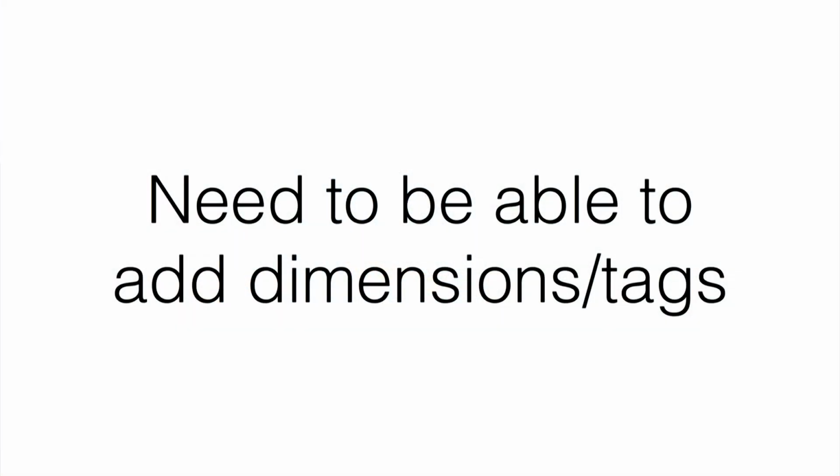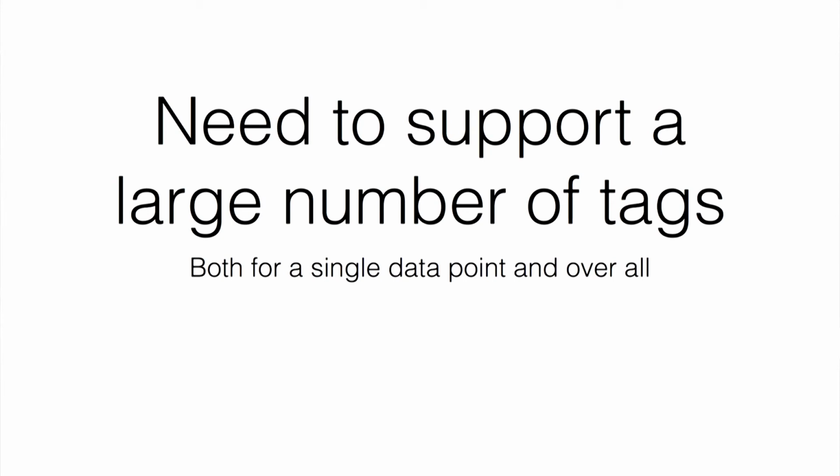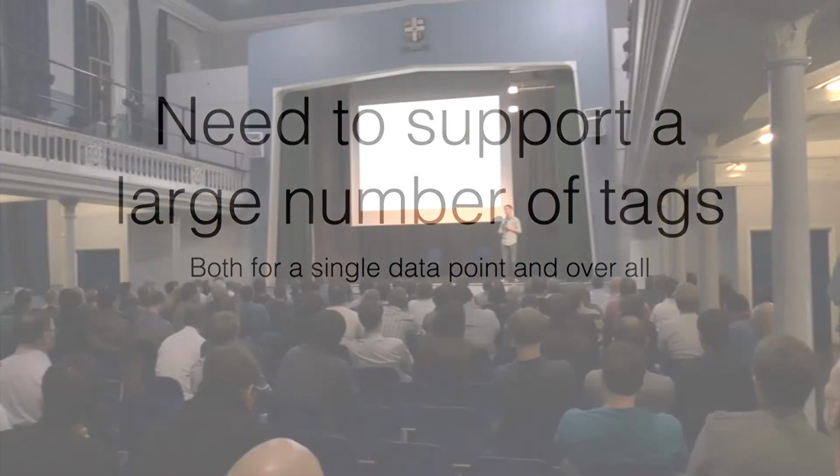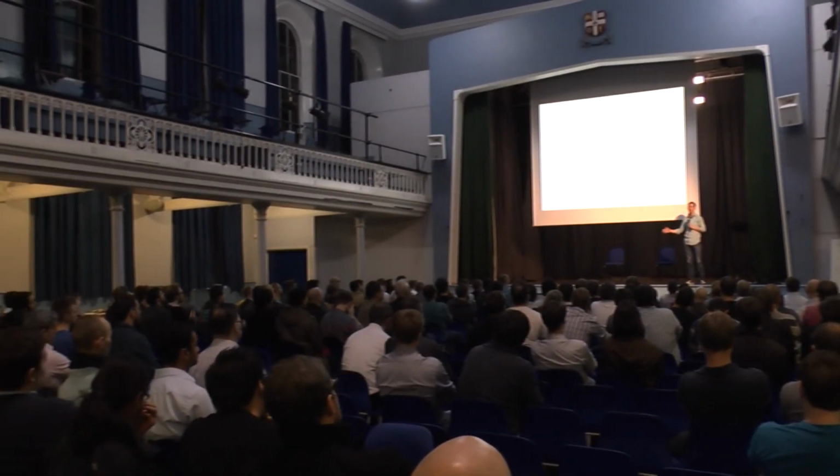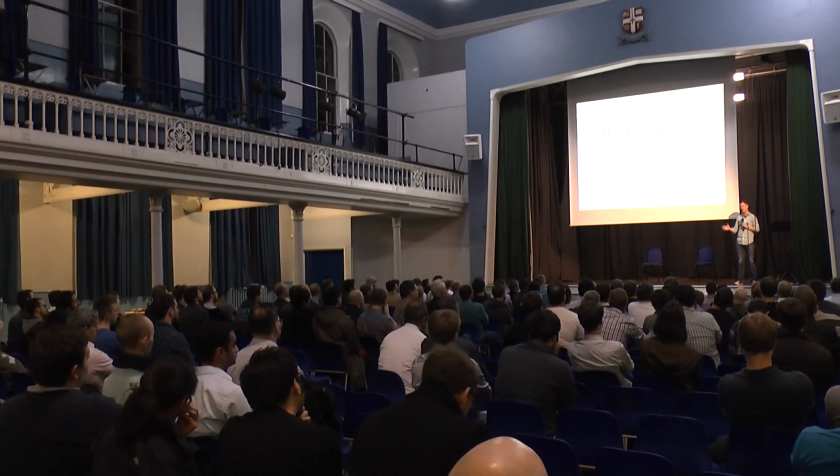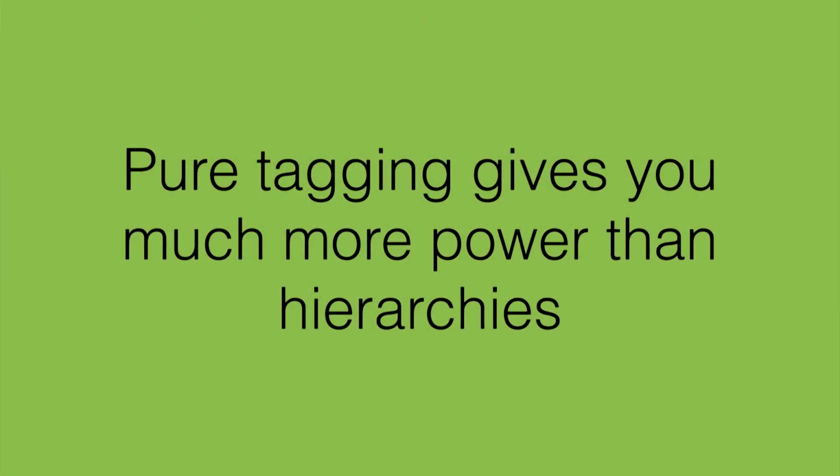The key around this idea is that we need to be able to add dimensions or add tags on the fly. We don't want to have to define them up front and have it be fixed. And we also have to support a high cardinality for the number of tags that you can use. People who use OpenTSDB are familiar with the problem where if you add too many tags, you end up creating hotspots in your database. So they say don't use more than 6 or 7 tags. I would say pure tagging gives you so much more power over how you slice and dice your metrics and how you can search over them that hierarchies just don't give you.